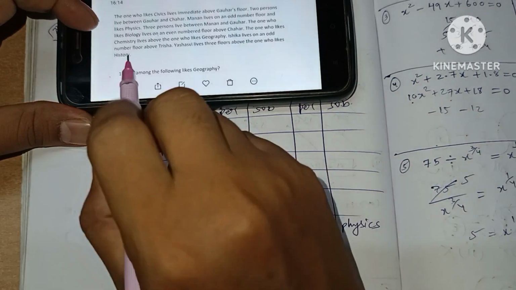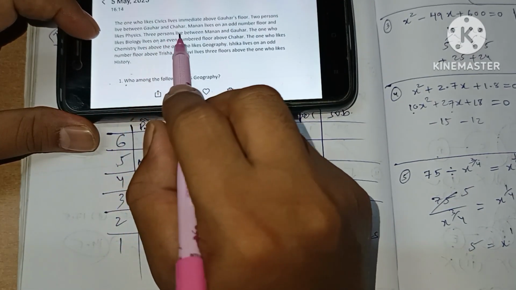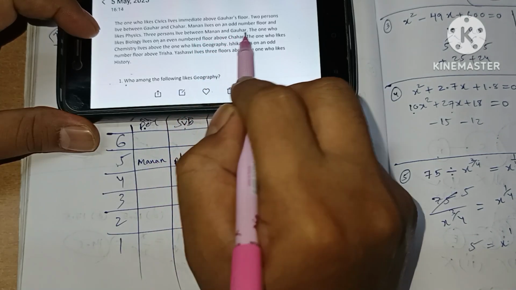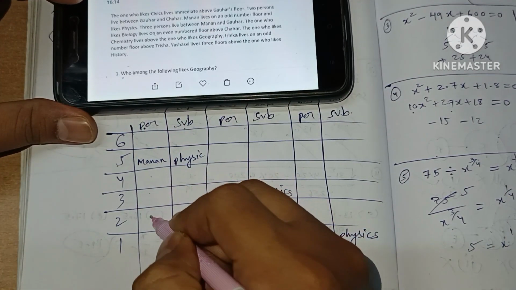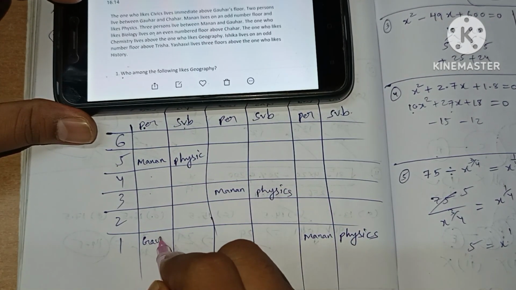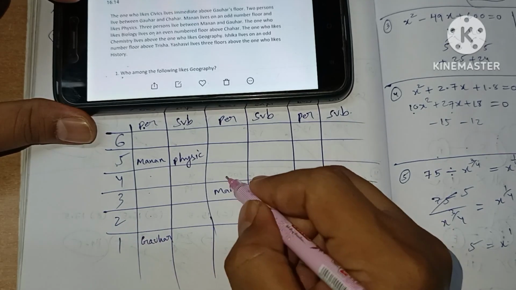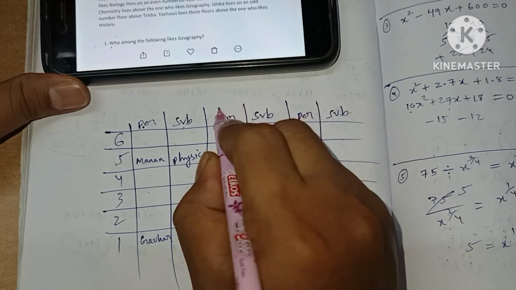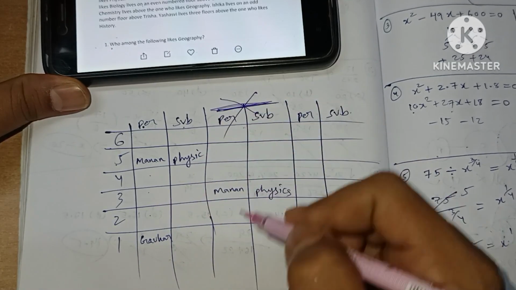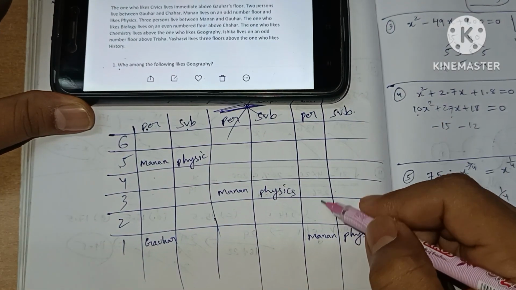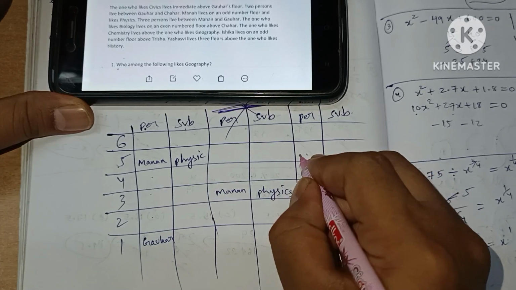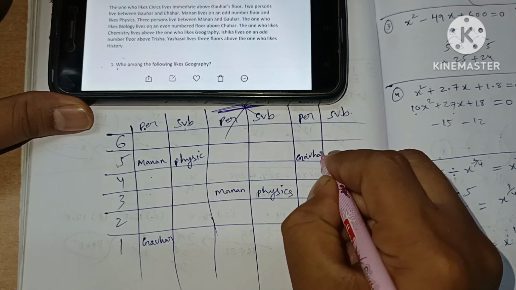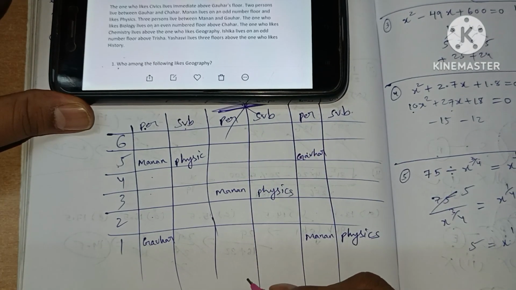Next one. Three persons live between Manan and Gauhar. So 1, 2, 3. This is the place for Gauhar. 1, 2, 3. There is no possible place. So this case fails. These two cases fail. Next we will see here. 1, 2, 3. This is the place for Gauhar.